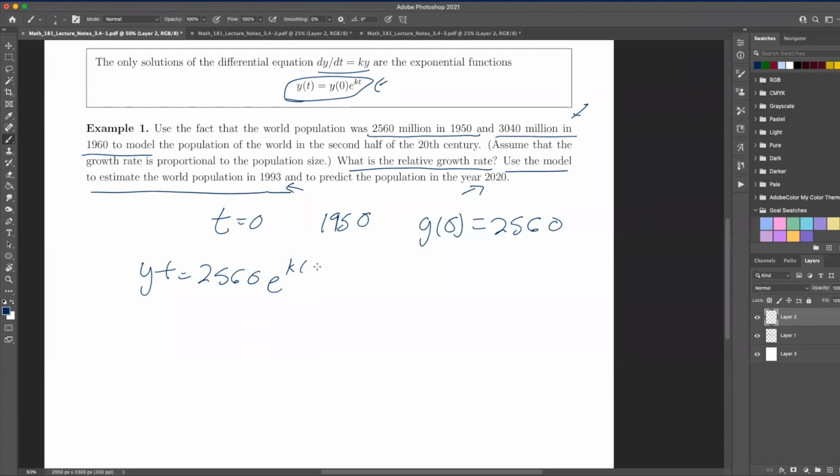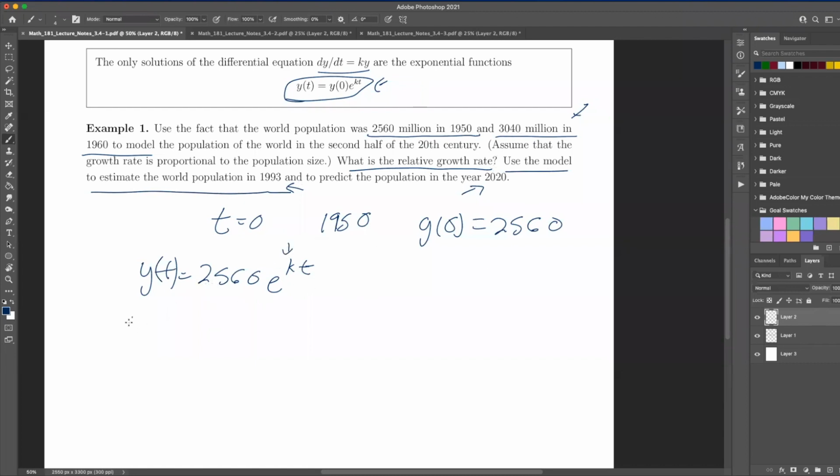Let's go ahead and leave that as t. So y of t is this. And so here we have one equation, so we're establishing this base equation. We're going to use the second one to find out what k is. Let me show you what I'm going to do.